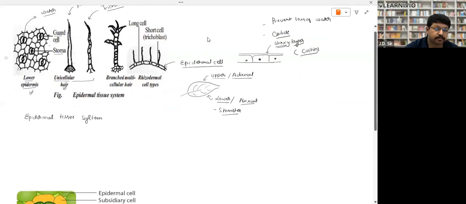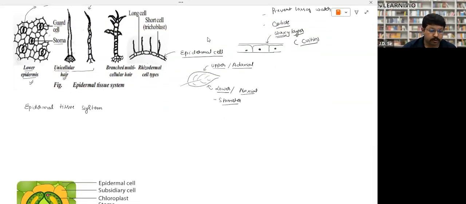Epidermal tissue system is made up of two components. What are those two components? The first component is epidermis, and the second component is called epidermal appendages.